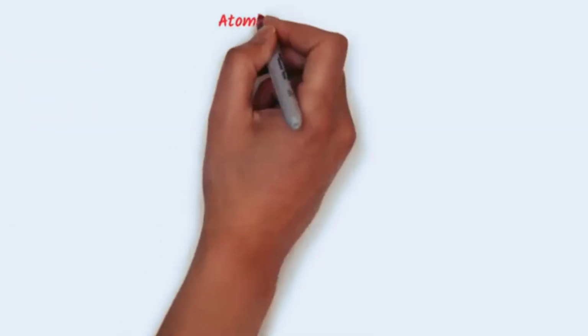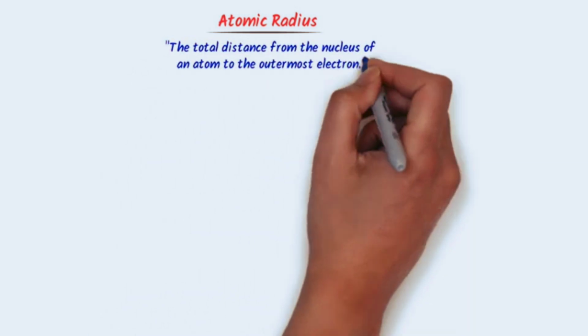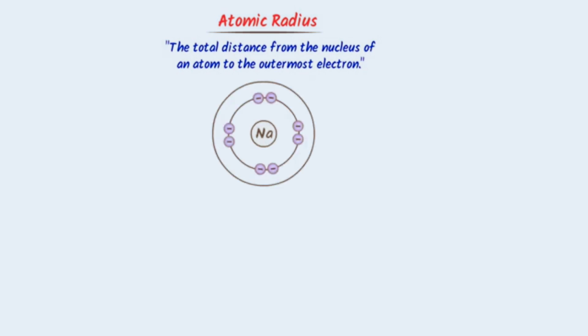Now we will learn the trends of atomic radius. We define atomic radius as the total distance from the nucleus of an atom to the outermost electron. For example, consider this atom. The distance from the nucleus to the outermost electron is known as atomic radius. Hence, atomic radius is nothing but the size of an atom.